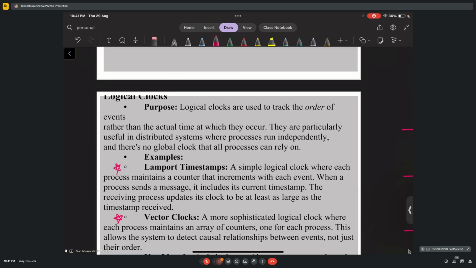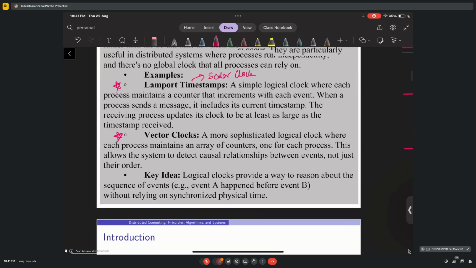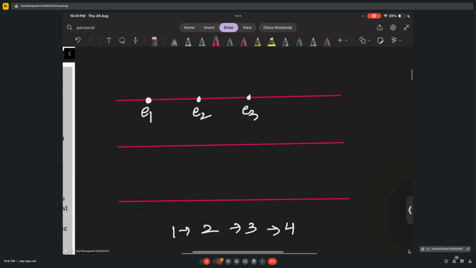So this Lamport timestamp, I can also call it a scalar clock. In very simple terms, it is a simple logical clock where each process maintains a counter that increments with each event. What it means is, this is my process P1, this is my process P2, this is my process P3 to Pn. Each process will have one counter.